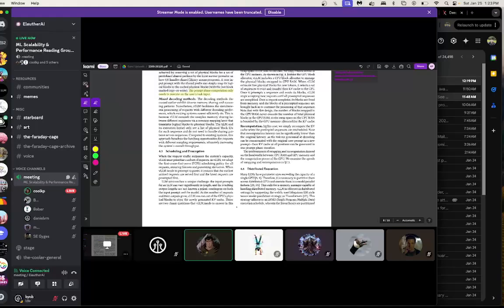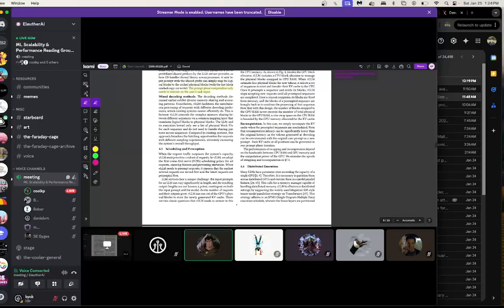Recomputation. In this case, we simply recompute the KV cache when the preempted sequences are rescheduled. Note that recomputation latency can be significantly lower than the original latency, as the tokens generated during decoding can be concatenated with the original user prompt as a new prompt. But basically, recomputation means you can't just recompute that particular token. You have to recompute the whole sequence up until now, which can be slower. As it's compute bound, you're performing prefill again. They have some analysis on when to recompute versus when to swap from CPU RAM.